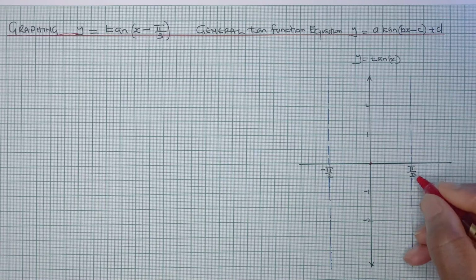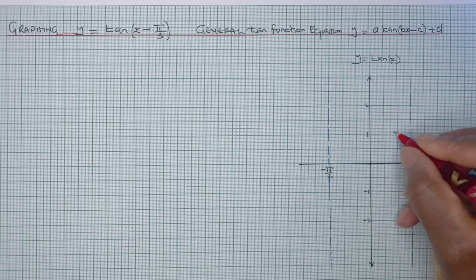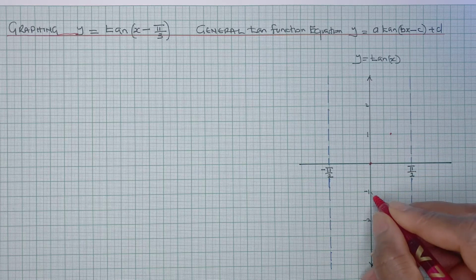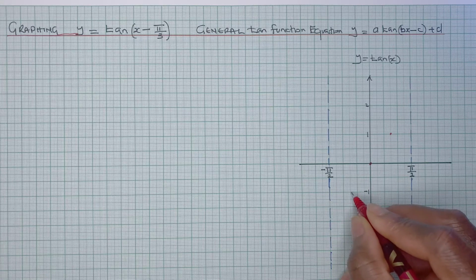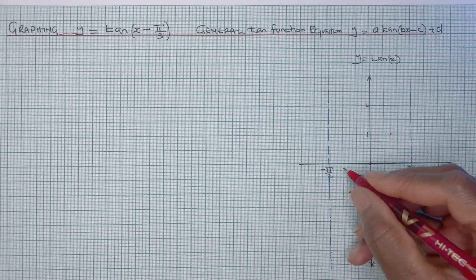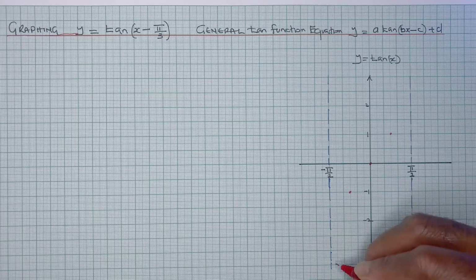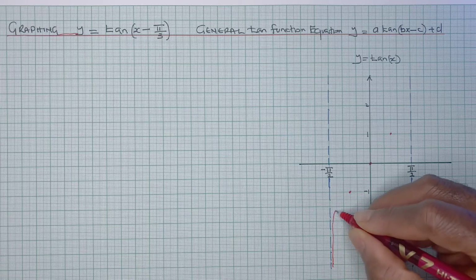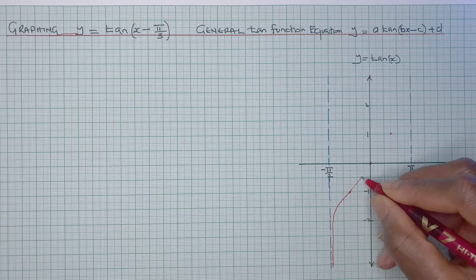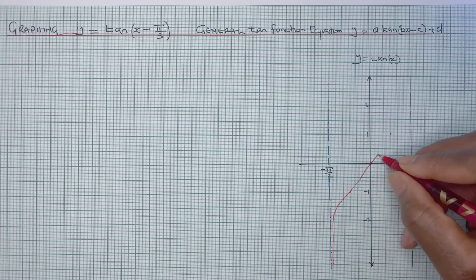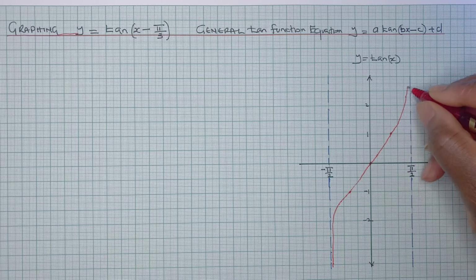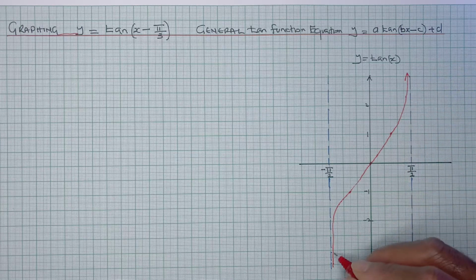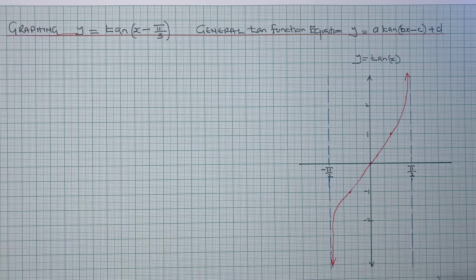And this is 90, 45 is here. Tan of 45 is 1, and tan of minus 45 is minus 1. And tan of minus 90 is infinity. So basically, the graph just comes in from infinity to 1, and then it goes back to infinity there. So that's what the graph looks like.